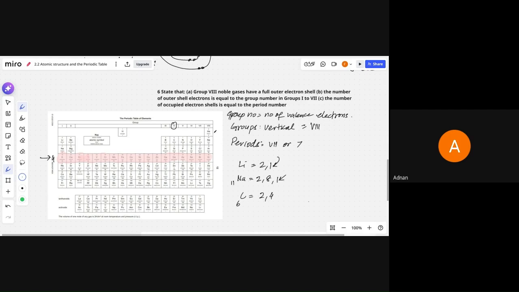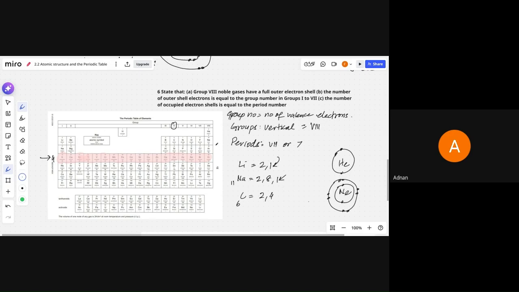For example, helium, which contains only one shell, will have 2 electrons because that's the maximum that the first shell can hold. And neon, for example, is in period 2, group 8. So the first shell will have 2 electrons, and the second shell will be complete with 8 electrons. The atomic number is 10. 1 2 3 4 5 6 7 8.